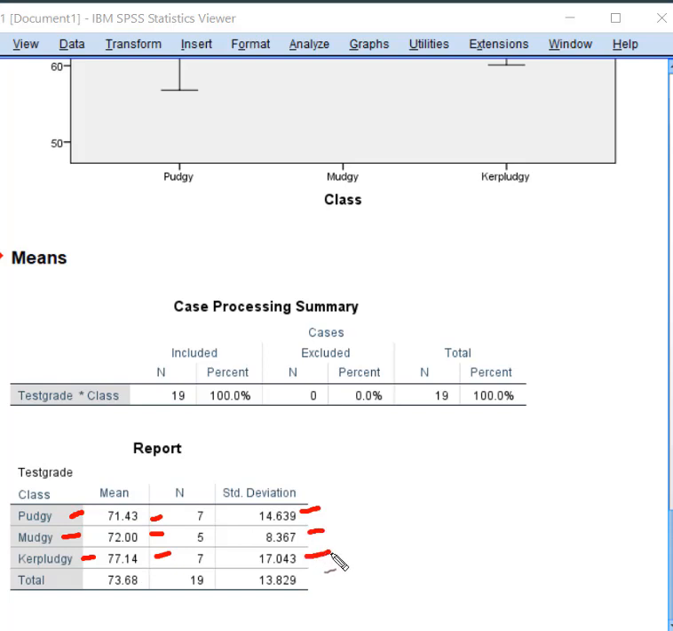So we can use this information also for question 6, B6, which class did the best overall? And that would be, I'm looking at the test grades here, it looks like Kerpludgy did the best overall with the mean equal to 77.14. And then which class had the higher variability? That would be the same one. Kerpludgy had a standard deviation of 17.043. All right, I think that polishes off question B, or problem B.